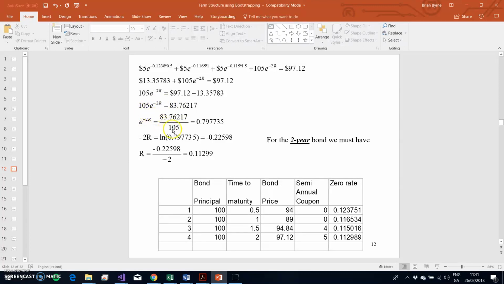Again, we divide both sides by 105, and then to get rid of e, the exponential, we take the natural logarithm of both sides. The natural logarithm of e to the power of negative 2r is negative 2r. So that's a handy way of getting rid of the exponential. But again, we repeat that exercise, and when we run that, we find that the estimated value for the zero coupon yield at the 2-year term is 11.299.